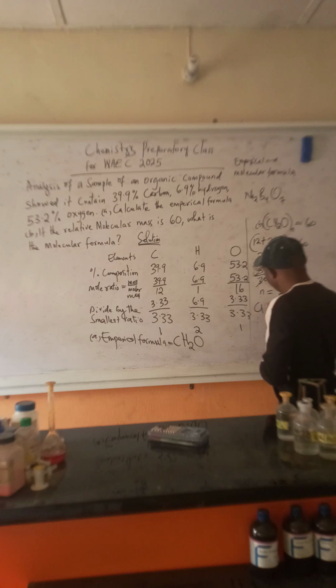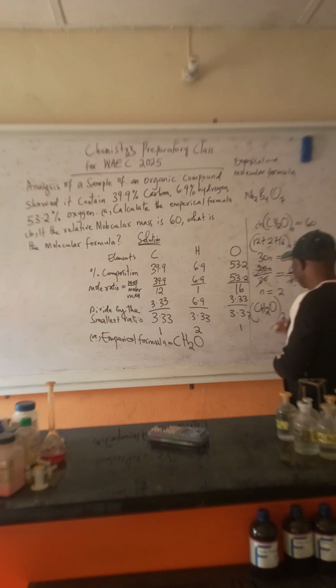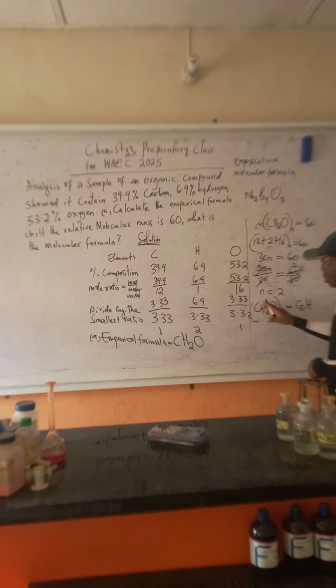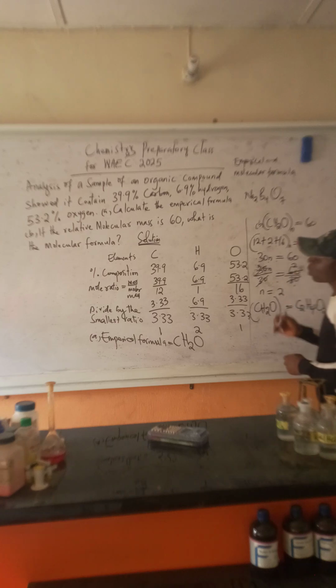So when you have CH2O all multiplied by n, and our n is 2, C times 2 gives you C2, H2 times 2 gives you H4, and O2. This is the molecular formula of the compound, C2H4O2.